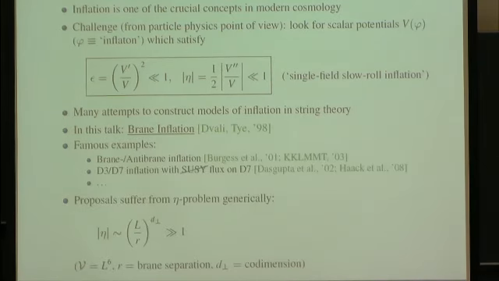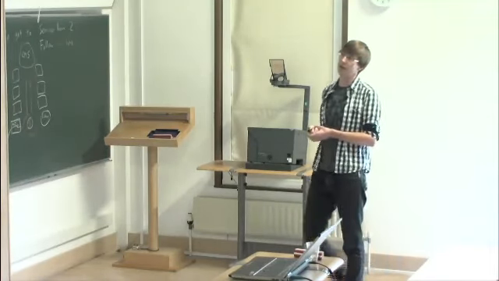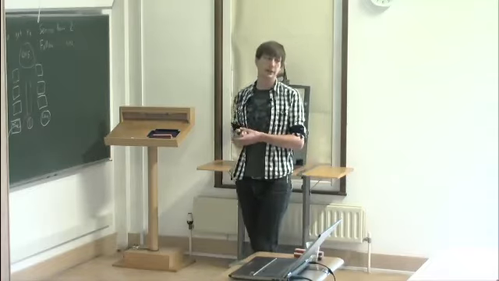Famous examples of this class of models include, first of all, the brane-antibrane proposal by these authors, and also the D3, D7 inflation proposal, where supersymmetry is broken by a non-supersymmetric flux on the D7 brane. And there are several more. However, I mentioned these two because our proposal turns out to be somewhat close, especially to the D3, D7 proposal. In these models, if you compute the potential and your slow roll parameters epsilon and eta, you find that quite generically you're facing an eta problem.